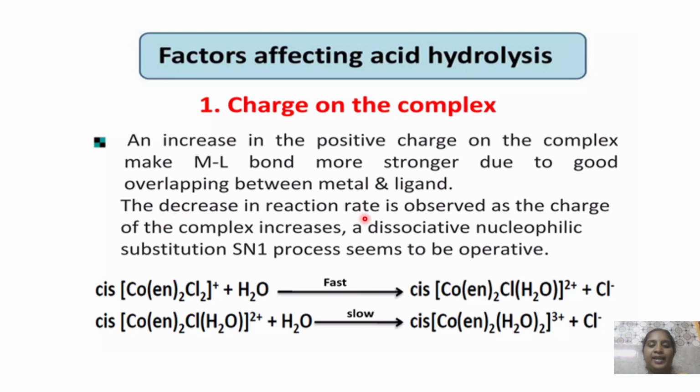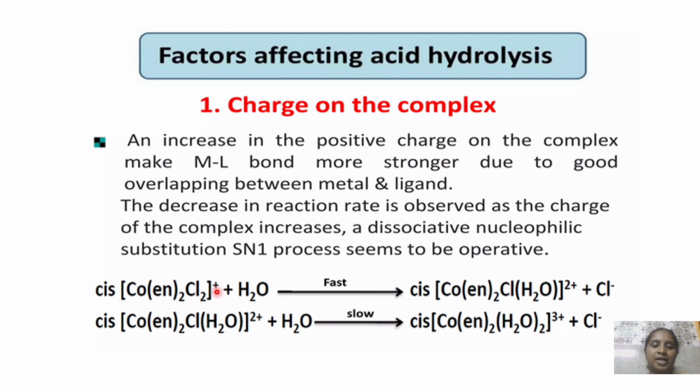A decrease in the reaction rate is observed as the charge on the complex increases, as a dissociative nucleophilic substitution, SN1, seems to be operative. See the first example. This is the cis complex. Here in the first example, the charge on the complex is 1 plus. The second complex has a charge of plus 2. As we said from the above factor, increasing the charge on the complex decreases the rate of the reaction.